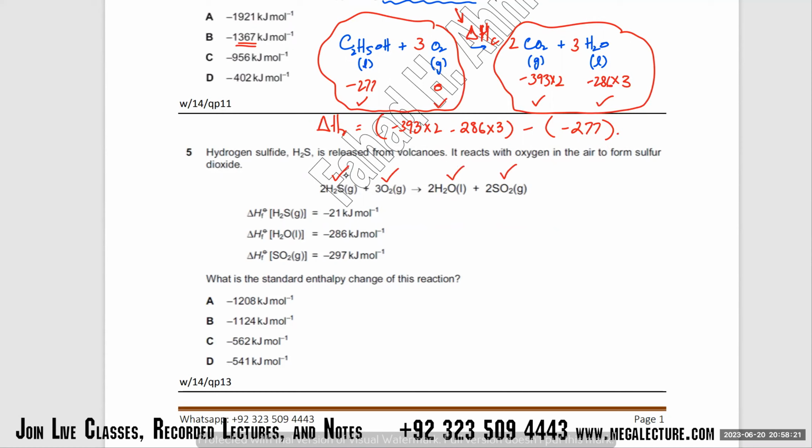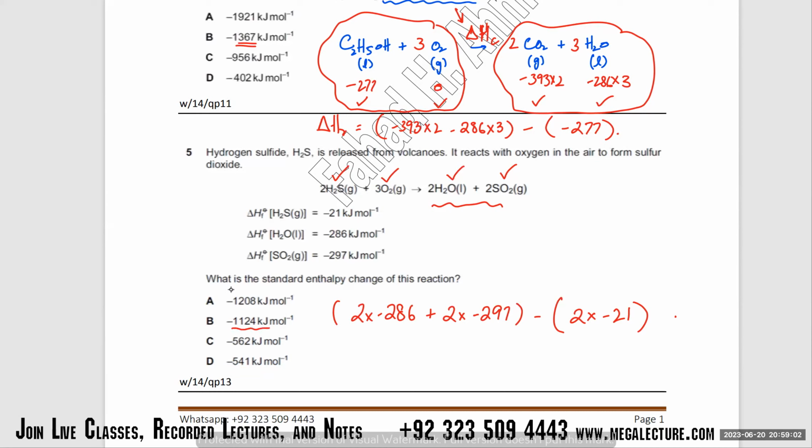So you're going to go with product minus reactants, which is going to be what product here. Product is 2 waters, so that's 2 times minus 286 and 2 SO2, so that's 2 times minus 297, that's product minus reactants. Okay, so the reactant is just H2S, so that's 2 times minus 21. So क्या है D? ये clear है? B. अच्छा B, sorry.